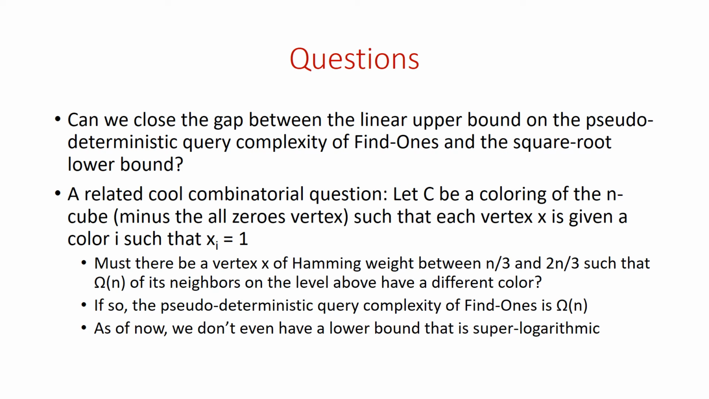And if you can show this, then it's quite easy to conclude from it that the pseudo-deterministic query complexity of Find-One is omega n, and thereby get a tight bound. But as of now, we don't seem to have a lower bound that's super logarithmic, so there's a massive gap between these two quantities.